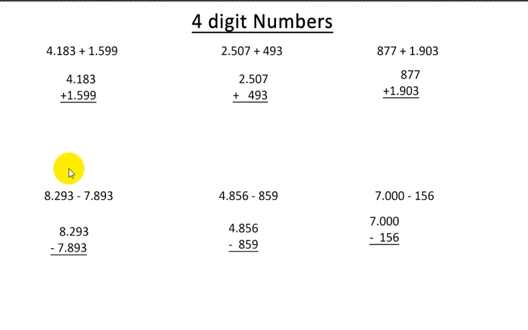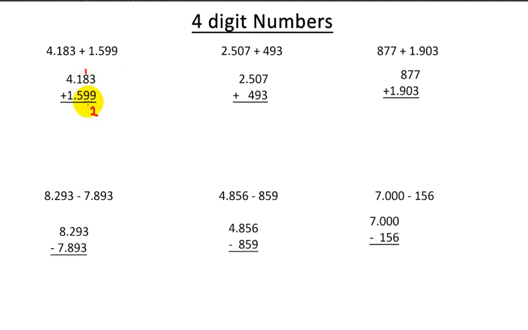Okay, if you're back, that means that you solved them, so let's see if you did them correctly. We first have 4,183 plus 1,599. So I start off by saying 3 and 9. I start off from the right. 3 and 9 makes 12. So I write 2, carry 1.